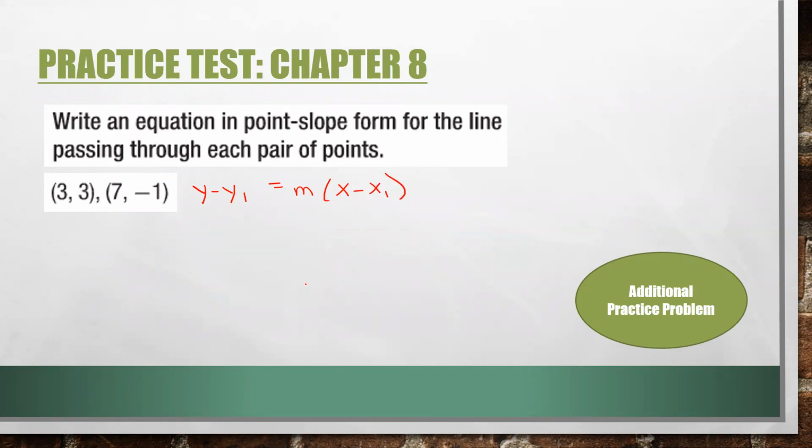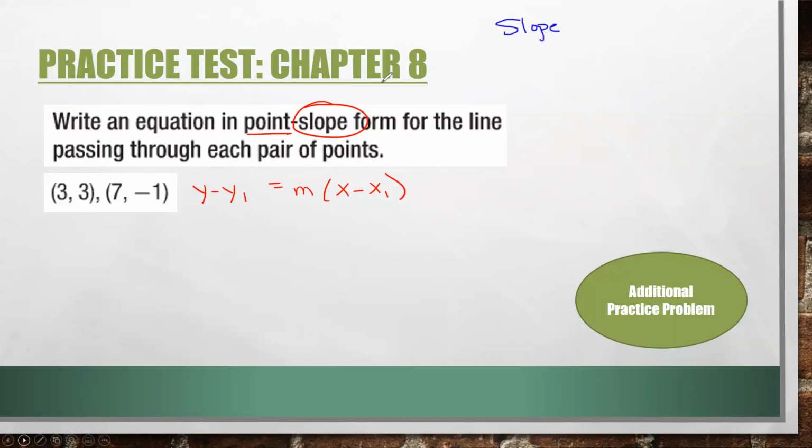Okay? So in order to use this formula, or this equation here, we need a point, which we have 2 of them, so we can pick either one, but we also need the slope, which we're not given here. Okay, but we are given 2 points. We just figured out how to find the slope when you're given 2 points. So that's the first thing we need to do. I'll do that over here.